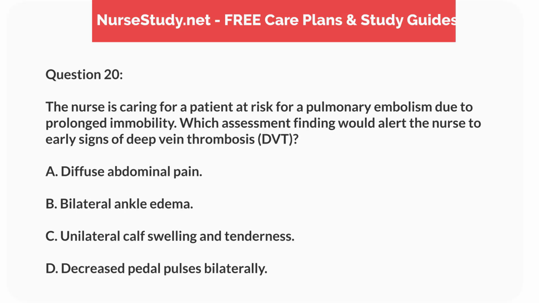Question 20. The nurse is caring for a patient at risk for a pulmonary embolism due to prolonged immobility. Which assessment finding would alert the nurse to early signs of deep vein thrombosis, DVT? A. Diffuse abdominal pain. B. Bilateral ankle edema. C. Unilateral calf swelling and tenderness. D. Decreased pedal pulses bilaterally.